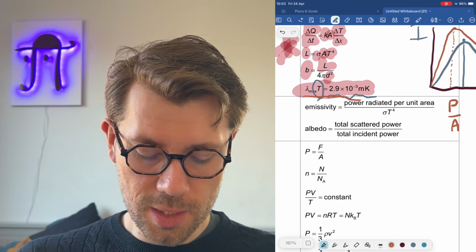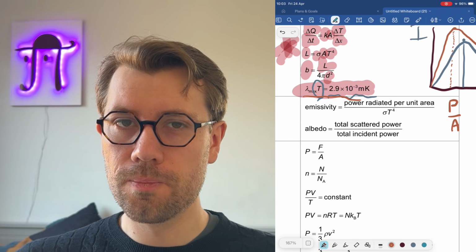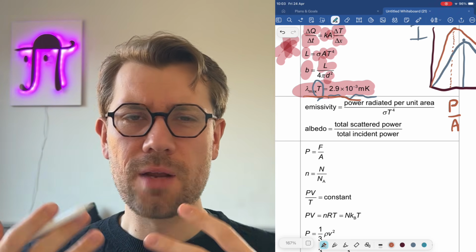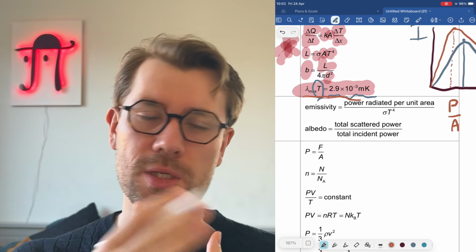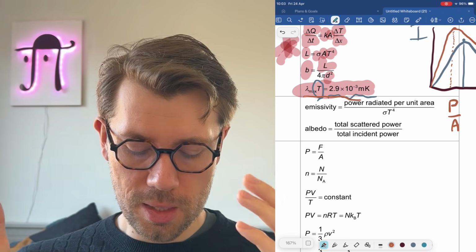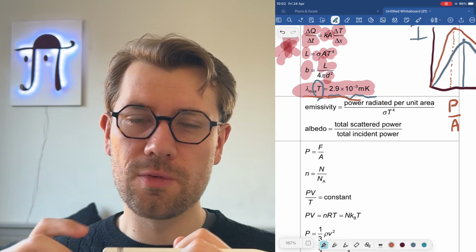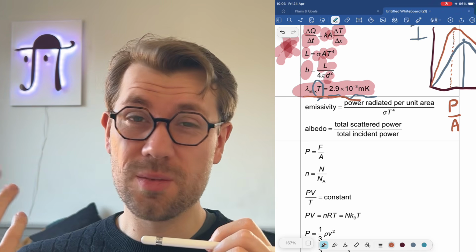And if we look at what it says, it's the total scattered power divided by the total incident power. So scattered is just, you know, kind of a different form of reflection. It just doesn't always go in the same direction. And incident power, incident just means the start. If you ever talk about an incident ray, it's the beginning ray. So this is the power to begin with.